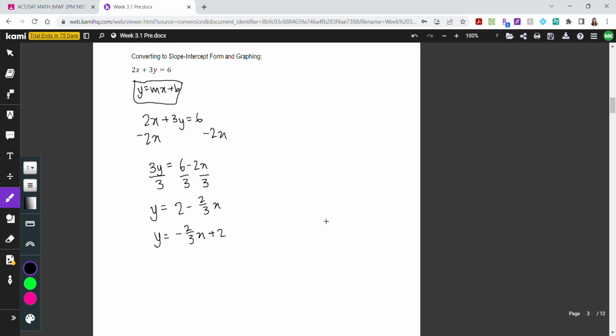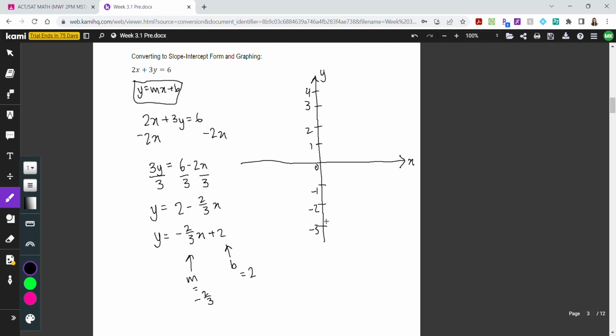And then this tells us, from here, that this is the m and this is the b. So our m is going to be negative 2 over 3 and our b is going to be 2. All right, and then if we were to graph that on a graph, make sure you label your axes, very important. We would mark 1, 2, 3, 4, 0, negative 1, negative 2, negative 3. Quickly just draw this.